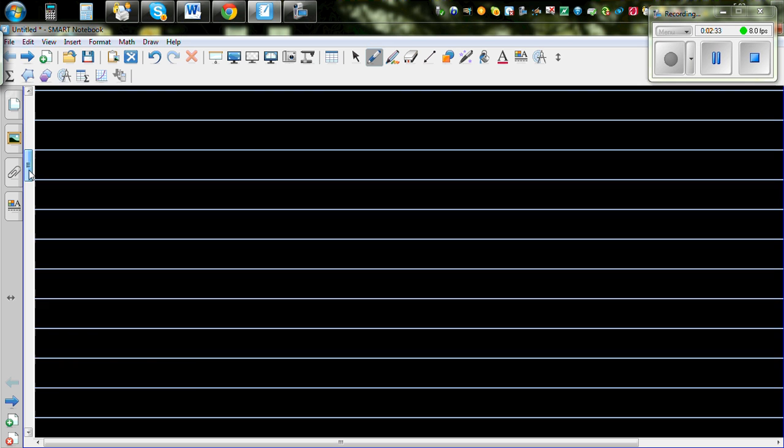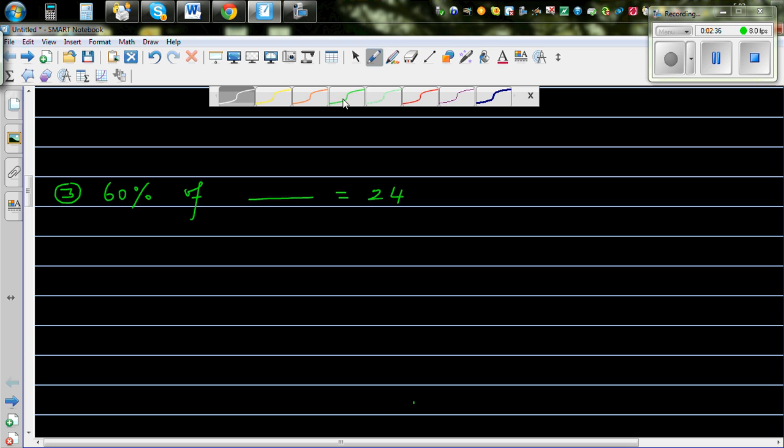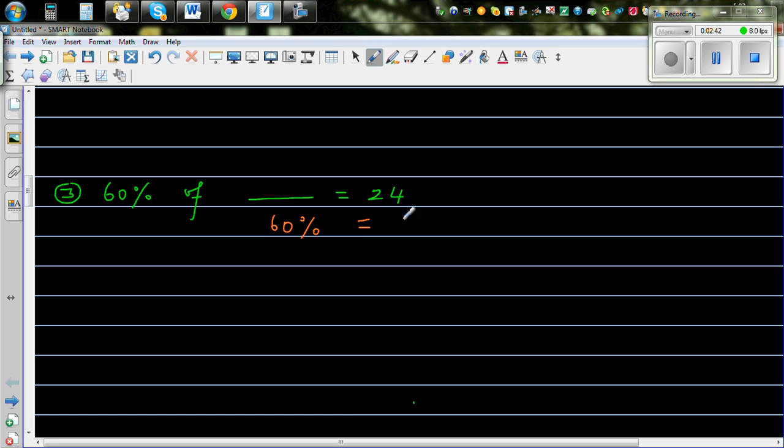Okay, let's move on. 60% of something is, let me change color, 60% is given to be 24. So from 60%, can I find 10%? You cannot multiply, but 60 divided by what gives you 10? Well, 60 divided by 6 is 10. So you have to do the same thing to this part. 24 divided by 6 is 4. So 10% is 4.